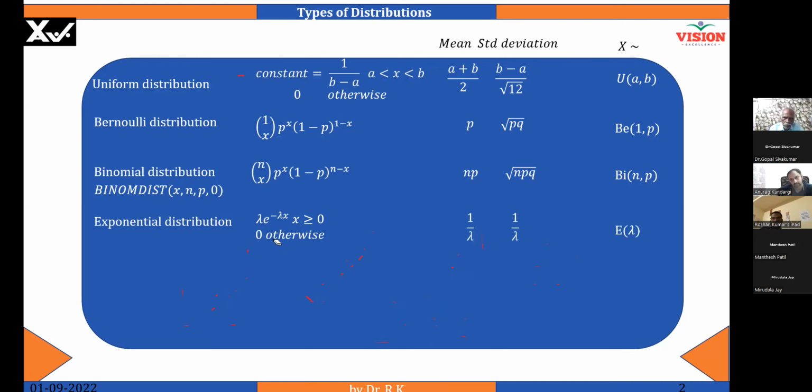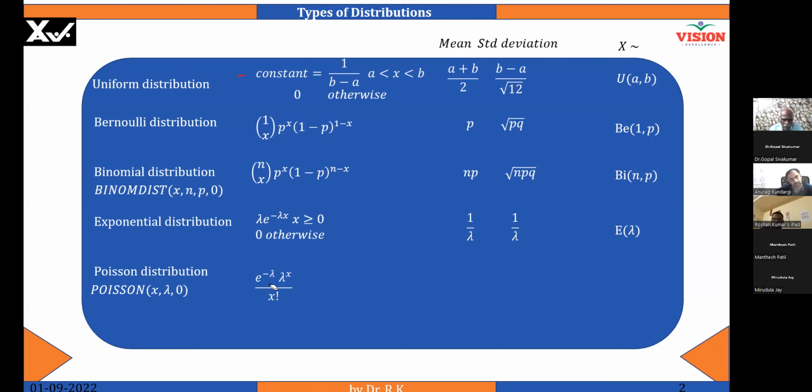Now, for this, the mean is 1 by lambda, standard deviation is 1 by lambda. So if you know the mean, you can find out this distribution, right? Poisson distribution. Here, x, mean, and then 0, I don't know what is 0. It is for cumulative and frequency distribution. That's all. So e power minus lambda, lambda power x by factorial x.